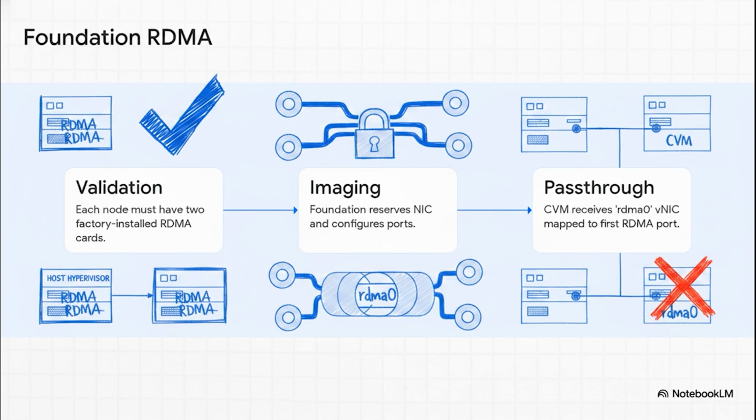The crucial takeaway here for your timeline is this. Because this reservation happens right at the start during Foundation, the host hypervisor is completely locked out. It cannot use those reserved ports for any other standard VM traffic.